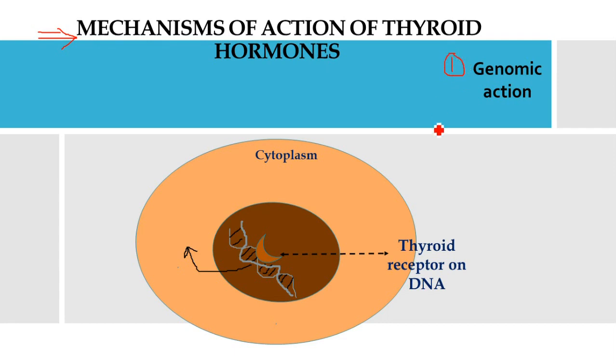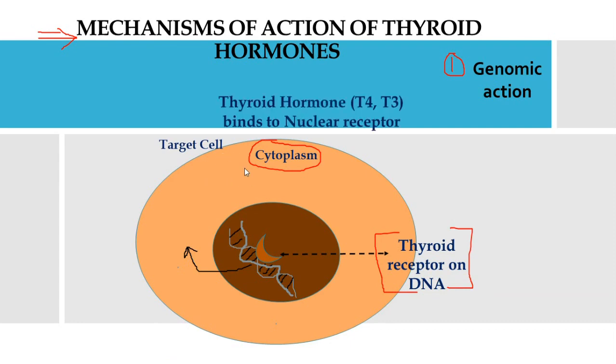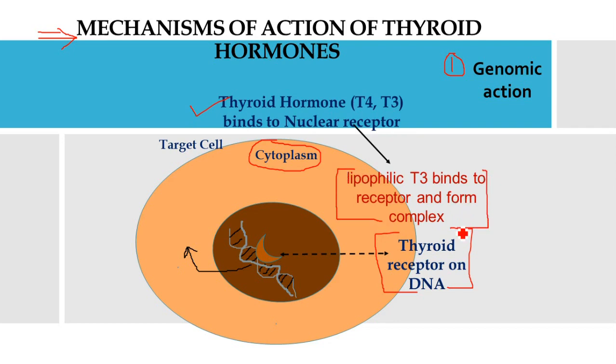So here you can see the cytoplasmic cell, and on the nuclear receptor, the thyroid receptor, they are present on the DNA. Now whenever the target cell is affected by the thyroid hormones T3 and T4, and they bind to the nuclear receptor, as a response the lipophilic T3 binds to the receptor and forms the complex.